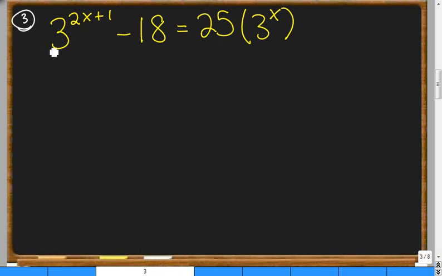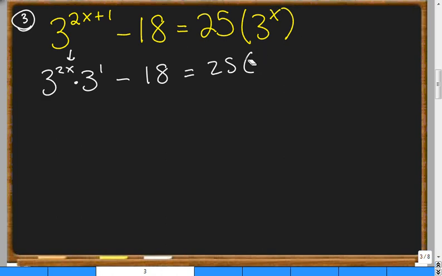So I'm going to turn the part with the 2x into something with just the 2x, not the 1. We can rewrite this as 3 to the 2x times 3 to the first. Remember, when we multiply bases, we add their exponents, so those two things are the same. My 18 is fine, and my 25 times 3 to the x is also fine.